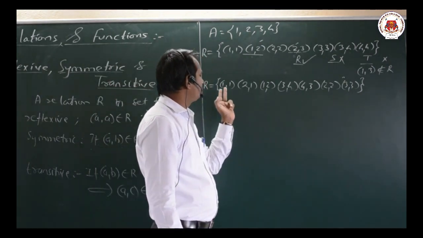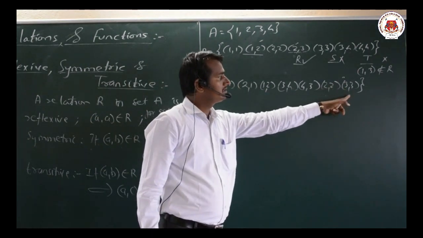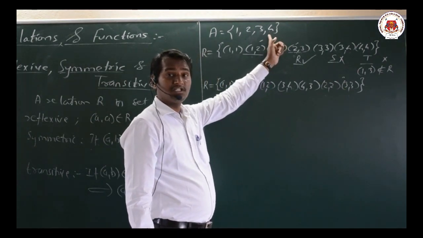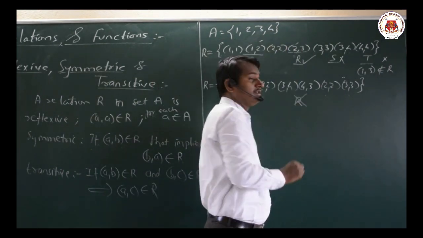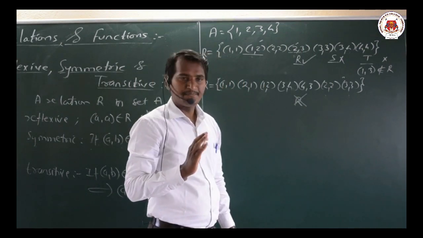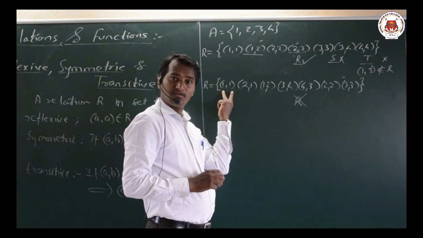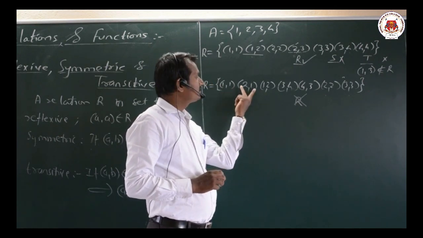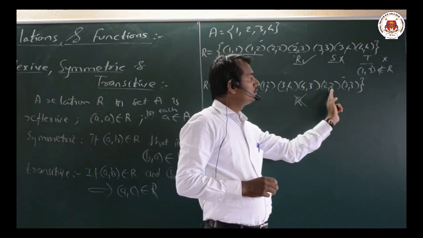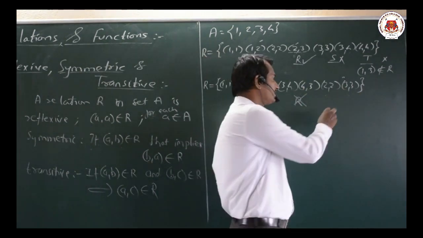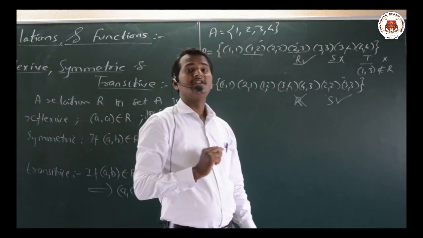Now see here, reflexive means (1,1) is there, we should have (2,2), (3,3) is there, but (4,4) is not there. The (4,4) is not there means it is not reflexive. Next comes symmetry. Symmetry means (1,1) is there, the reverse (1,1) is also here. (2,1) is there, (1,2) is there, (3,4) is there, (4,3) is also there, (2,2), (3,3). Therefore it is symmetric here.